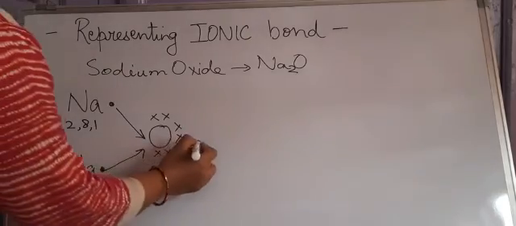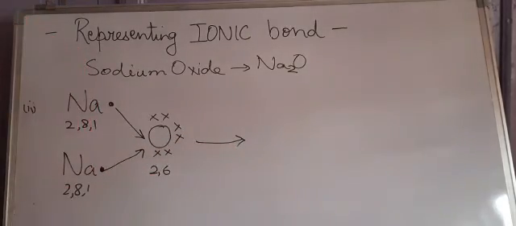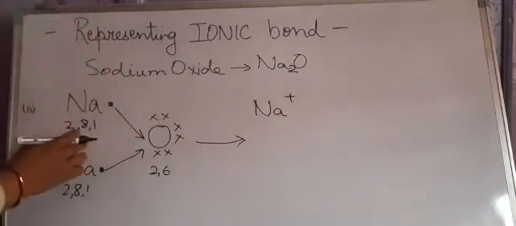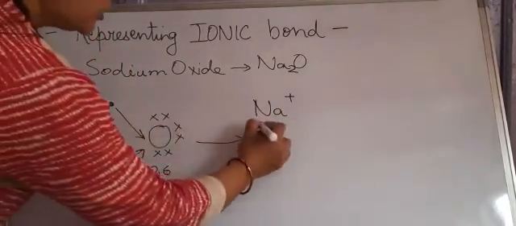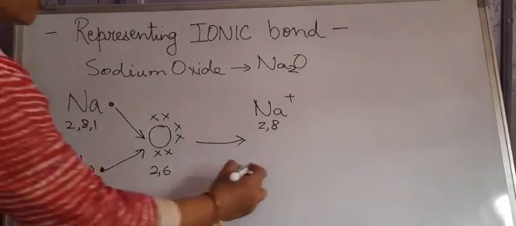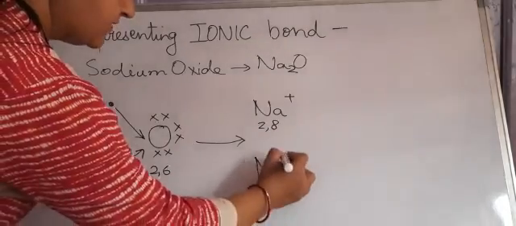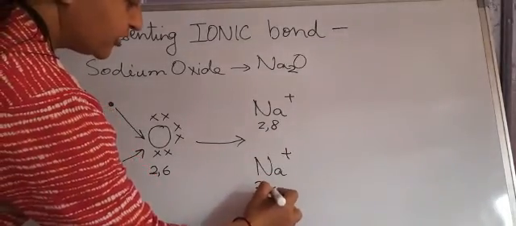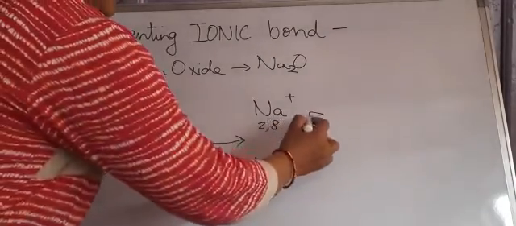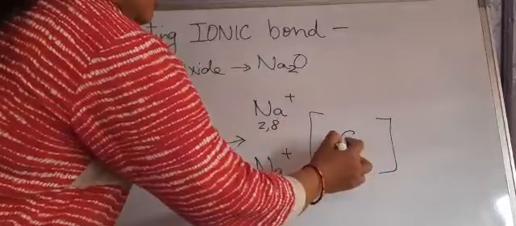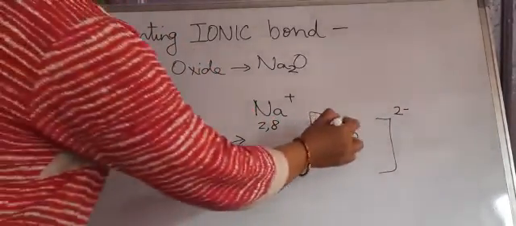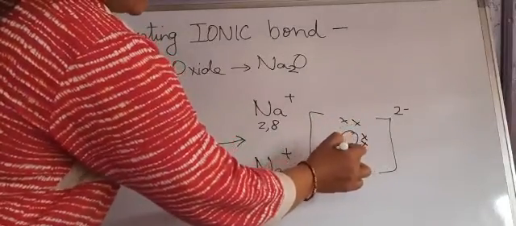And in the process you are going to get sodium oxide. This sodium also becomes positively charged, 1 positive charge. It is going to lose this 1 electron, so the electronic configuration becomes 2,8. This sodium is also going to lose the electron, so this has also become positively charged. Electronic configuration is 2,8. And oxygen has gained, so that is going to become negatively charged. It has gained 2 electrons, so 2 negative, and 2 4 6.